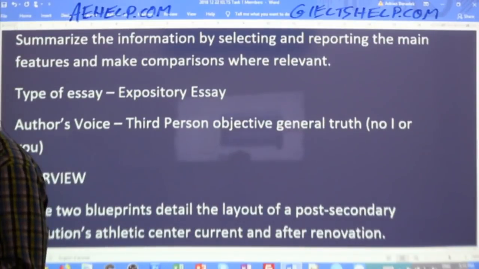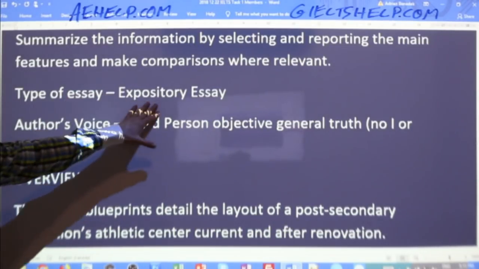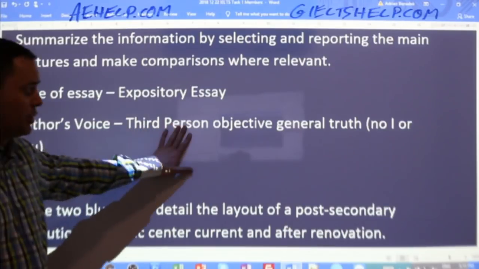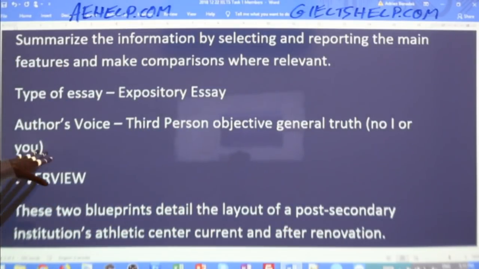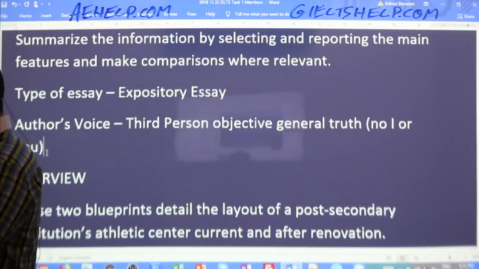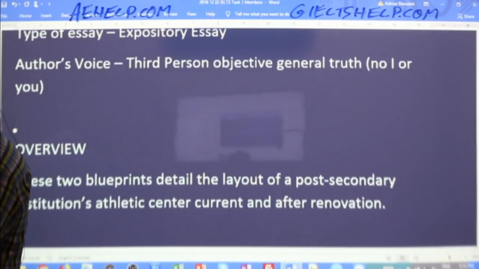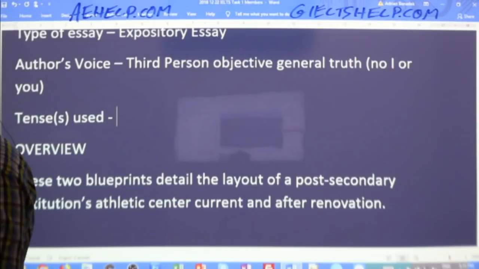I should realize an important idea, okay? So it's an expository essay. It's third person, so I'm not using me or my. And there's another key piece here that I really need to recognize and respect so I can avoid mistakes and make sure I get a good score. Okay, the tense or the tenses used.